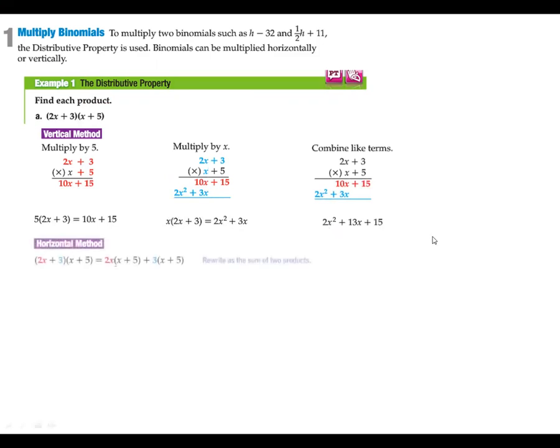Okay? Now the horizontal method is you take the 2x and multiply it to the x plus 5 like this, and the 3 and multiply it to the x plus 5 like that. And then you just distribute it, and distribute the 3. And then you would get 2x squared plus 10x plus 3x plus 15. Then you have your like terms right here. And you get 2x squared plus 13x plus 15. You should get the same answer because it's the same problem. We just did two different ways to get that answer.